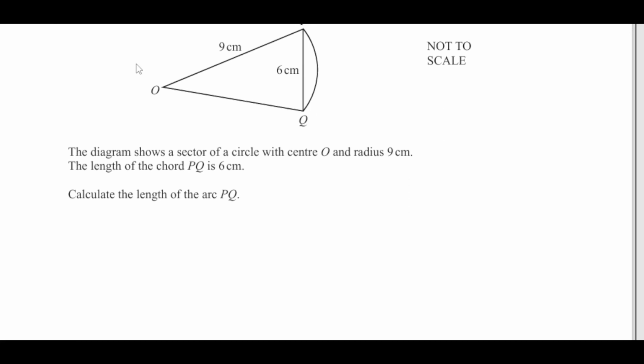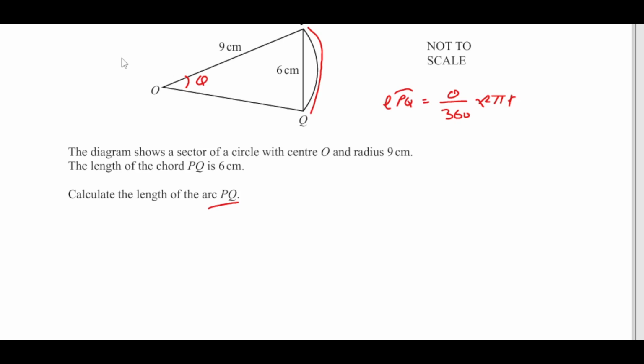So now we have question number 14. The diagram shows a sector of a circle with center O and radius 9 centimeters. The length of the chord PQ is 6. Calculate the length of arc PQ. We are looking for this length. So the length of arc PQ is going to be theta over 360 times 2 pi r, right. So now we need to know this angle theta, right.